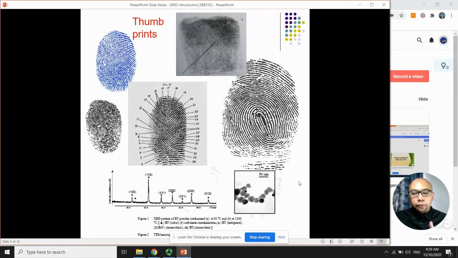I know each one of us has our own fingerprint pattern. That's a beauty of Allah Subhanahu wa Ta'ala's power. Even though you were born from your mother, your siblings, your sister or your brother, their fingerprints cannot be the same as yours. So I want to give you a simple example.